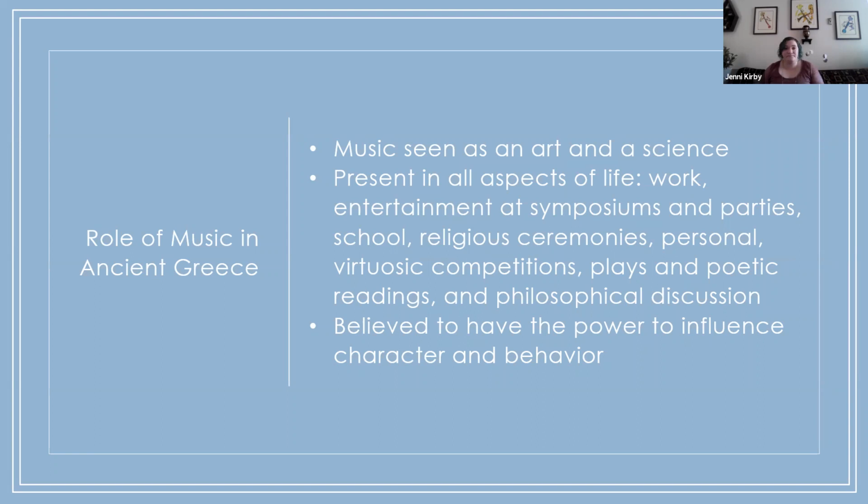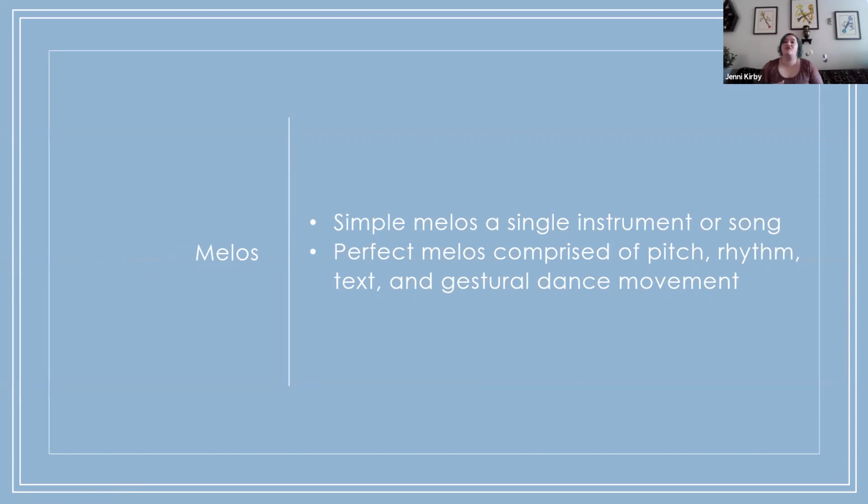Part of music, as they defined it, was called melos. And we've got two different types of melos. We've got our simple melos, which is a single instrument playing or a single song. It's a very, very simple type of what we would think of as music. But then they called something perfect melos. To them, this is what would really heighten your emotions and affect your character. That was comprised of pitch, rhythm, text, and gestural dance movements. All of these things together.